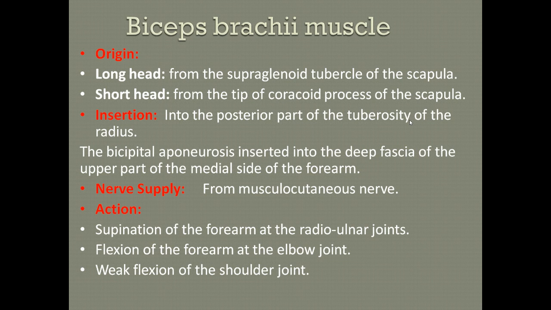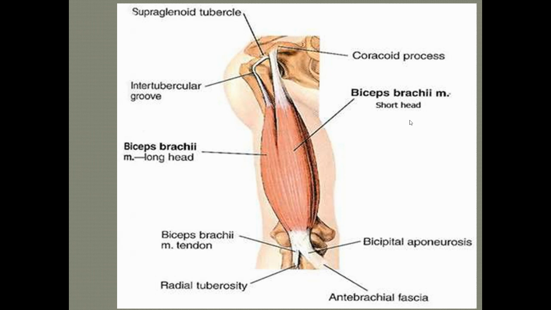So these are the actions of the biceps brachii muscle, and it is the important muscle of the anterior compartment of the arm. So this is the insertion point here, and this is the origin point, and we can see here there are a long head and a short head.